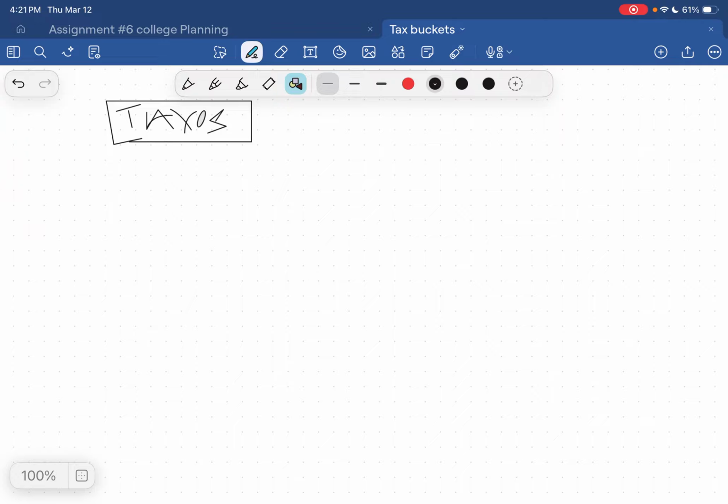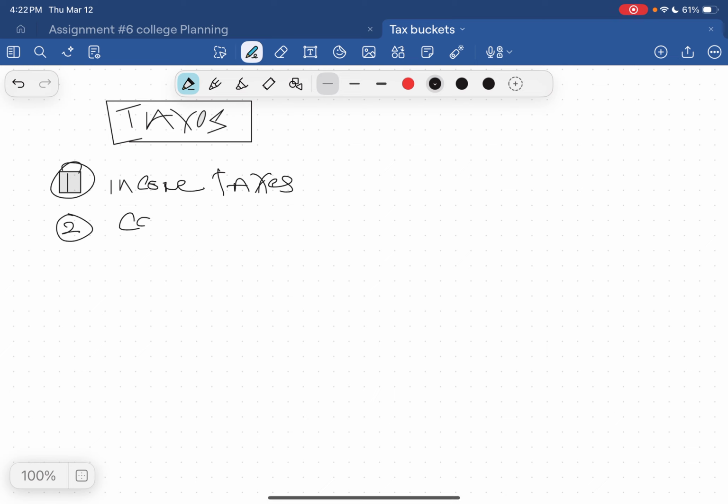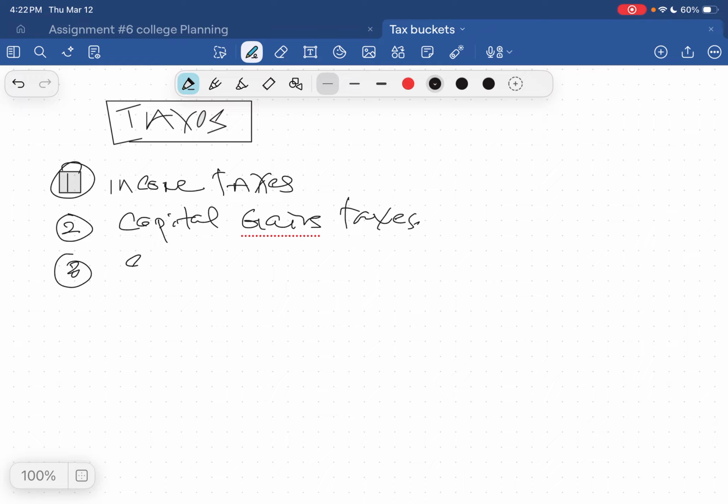So there are three major taxes. But before we look at these buckets, there are three major taxes people deal with financially in the US. The first one is income taxes. The second one is capital gains taxes. And the third one is estate taxes. These are the primary ones that people most commonly deal with.